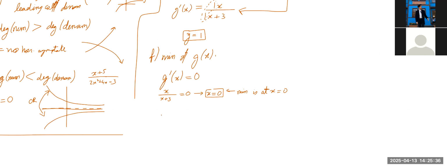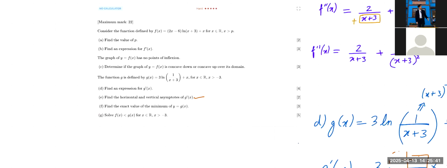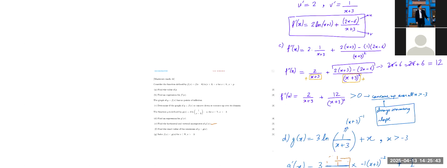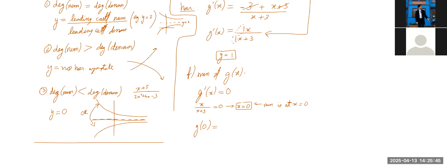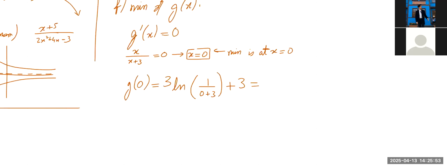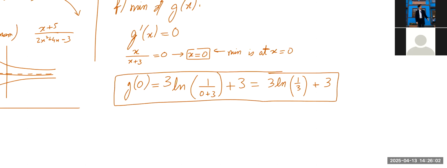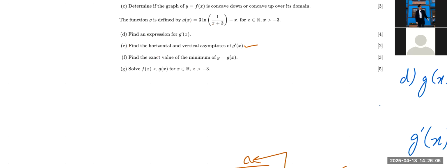And to find the actual minimum value, I need to plug it into the actual function itself, which is going to be 3 natural log of 1 over 0 plus 3, plus 3. Okay, so 3 natural log of 1 over 3, we can't really do much there, and then plus 3, and that's it. That's the minimum possible value of my function. And please don't tell me to sketch it.